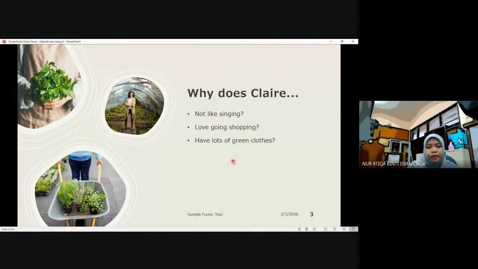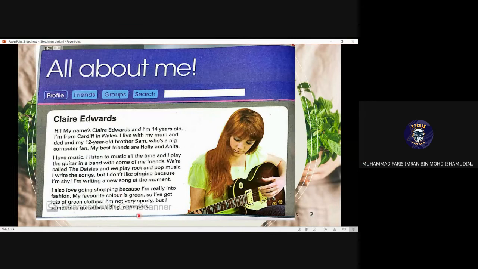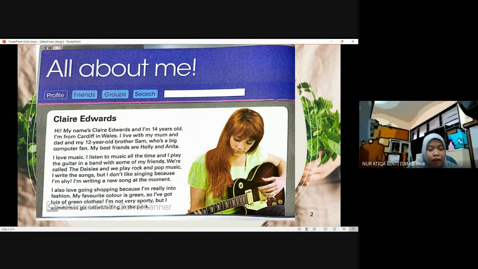So the first question, why does Claire not like singing? Can you find it in this paragraph? Why does Claire not like singing? Anyone? Claire does not like singing because she is shy. Very good. Okay, Claire does not like to sing because she is shy. And this is the answer. Very well. Okay, let's look at the next question.